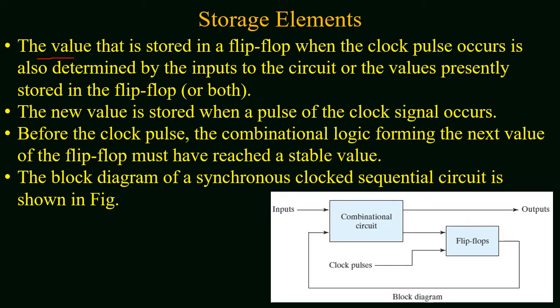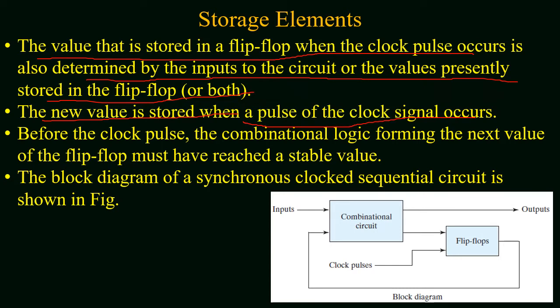Similarly, the value stored in the flip-flop when the clock pulse occurs is also determined by the input to the circuit or the values presently stored in the flip-flop, or both. So we can say that a new value is stored when a pulse of clock signal occurs, or the value of a flip-flop is changed only with the occurrence of a clock signal. And before the clock pulse, the combinational logic forming the next value of the flip-flop must have reached a stable value, because after occurrence of clock signal, the same value present at the input of the flip-flop will be stored.